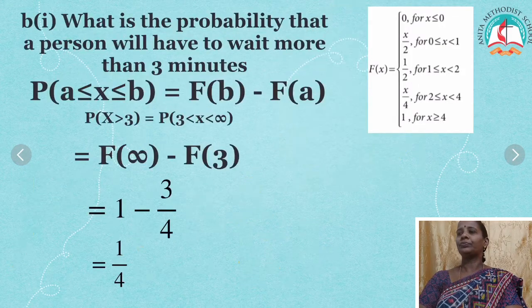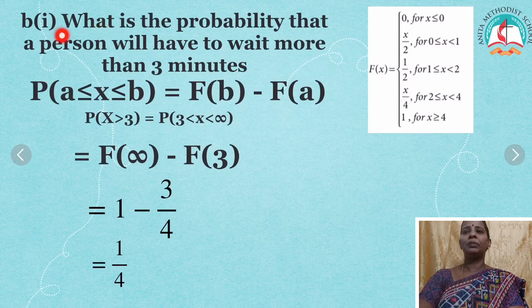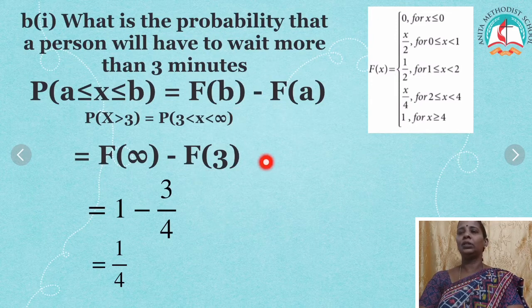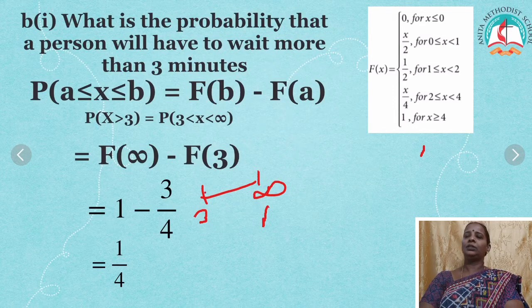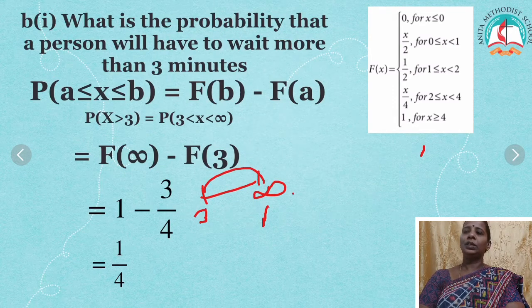Now look at this. What is the B portion? The first part asks you to find the probability of more than 3 minutes. More than 3 minutes means 3 onwards. If you draw the real line, you want more than 3, and the last number you take as infinity, because the function is defined for x greater than or equal to 4. So I am taking the upper limit to be infinity. So 3 to infinity is upper number minus lower number: f of infinity minus f of 3.